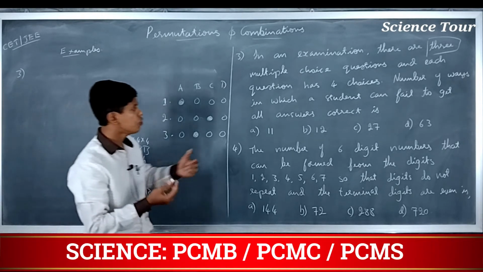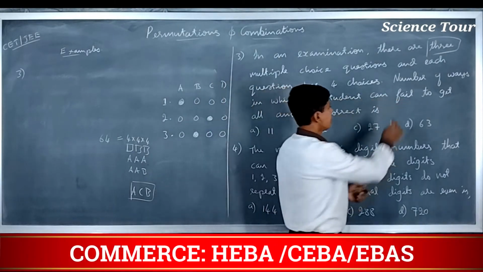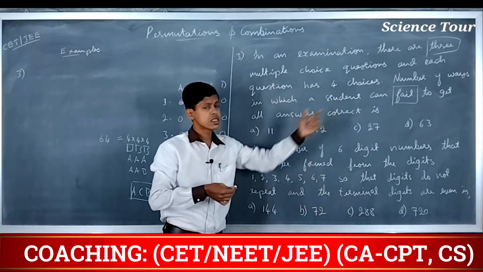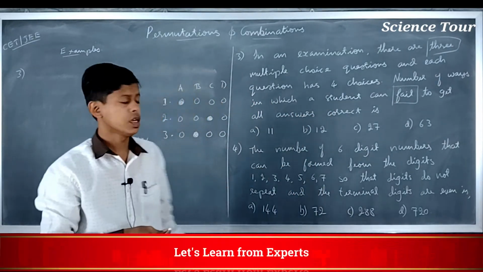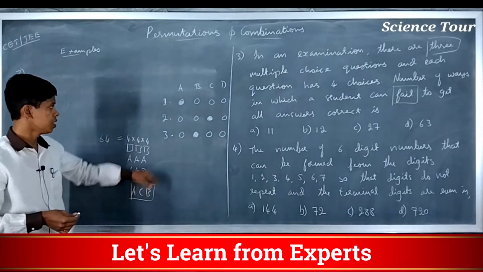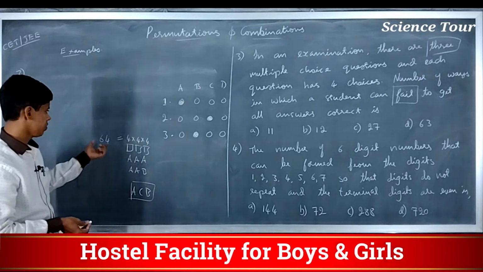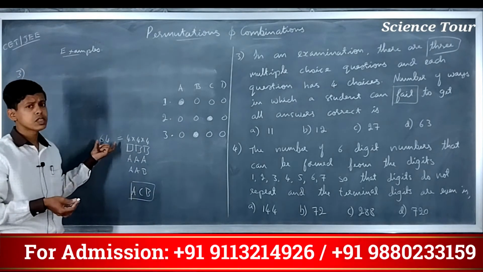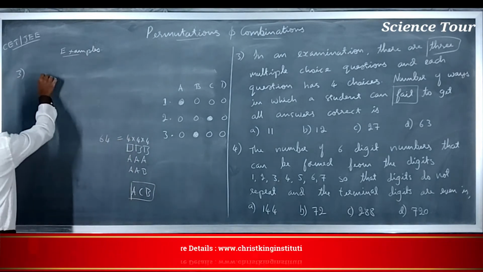So in how many ways can a student fail to get the answers correct? Only one time he will get it right, if he has marked A, C, B, all 3 right. In all other cases, out of 64, only once he is right, and 63 times he is wrong. So, the total possible answers.